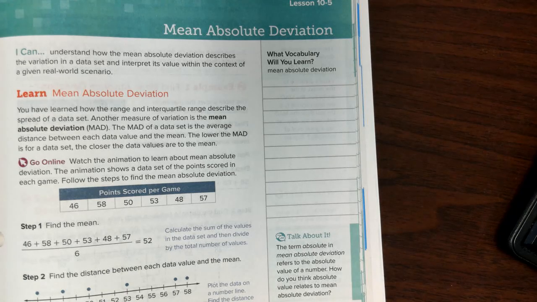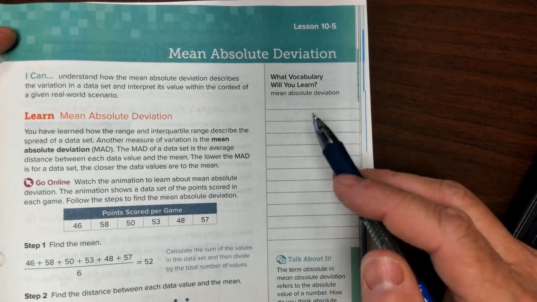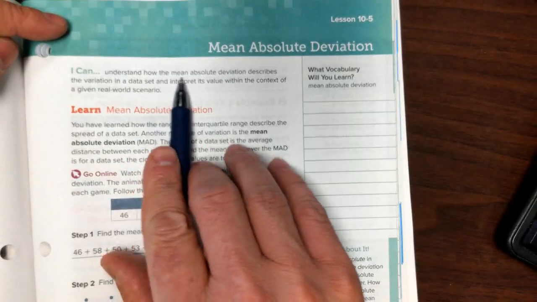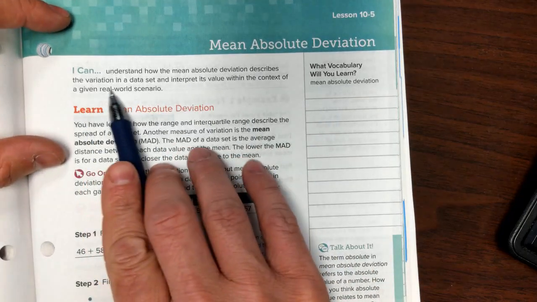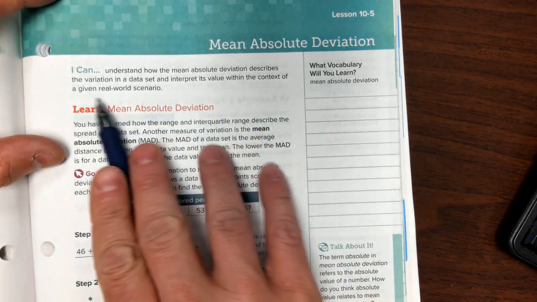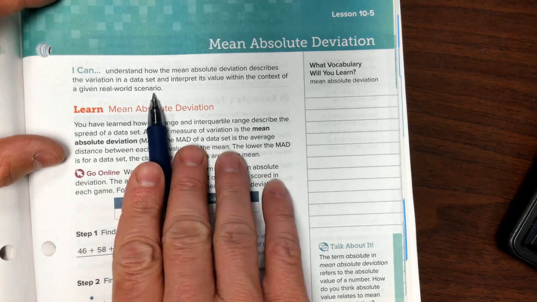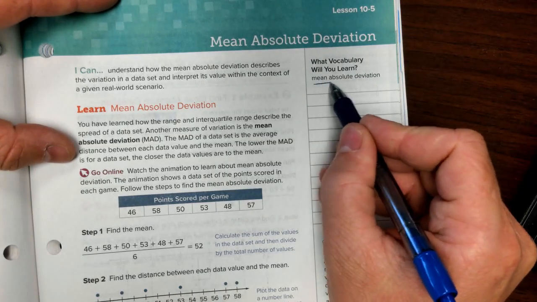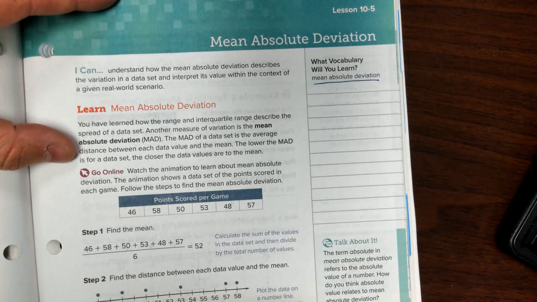Let's talk about lesson 10-5, mean absolute deviation. Our I can statement says, I can understand how the mean absolute deviation describes the variation in the data set and interpret its value within the context of a given real-world scenario. Our vocab is going to be mean absolute deviation that we're going to learn.